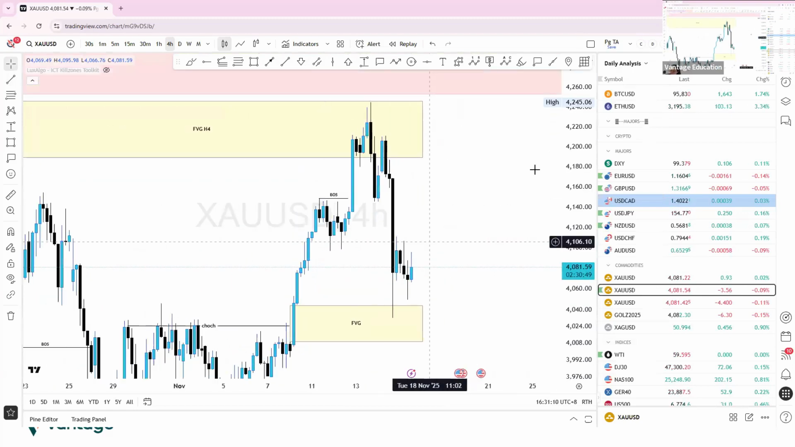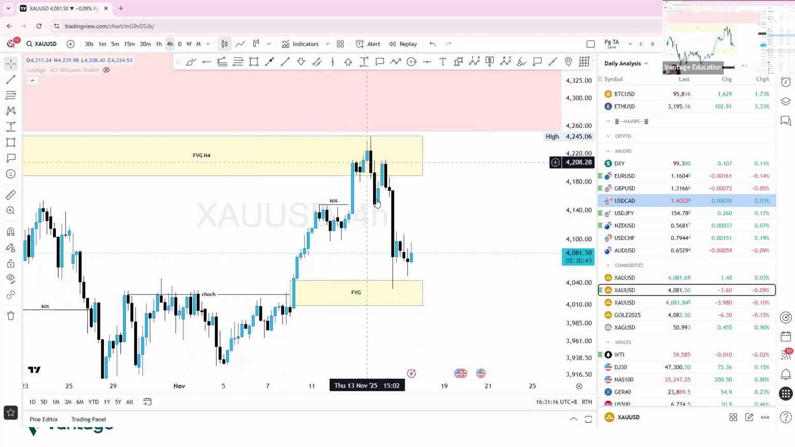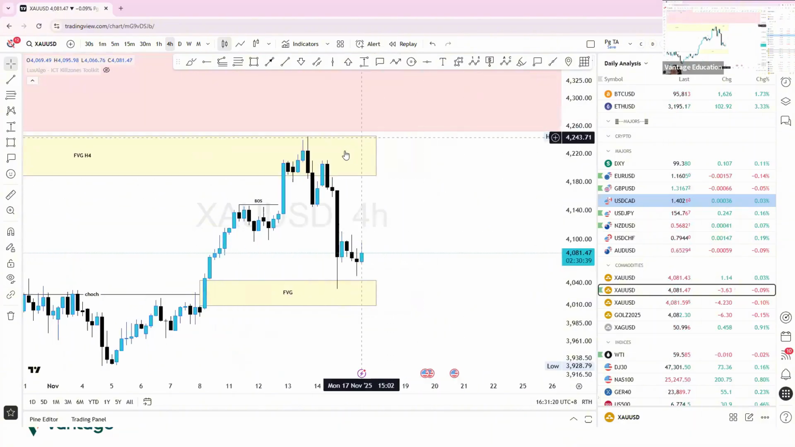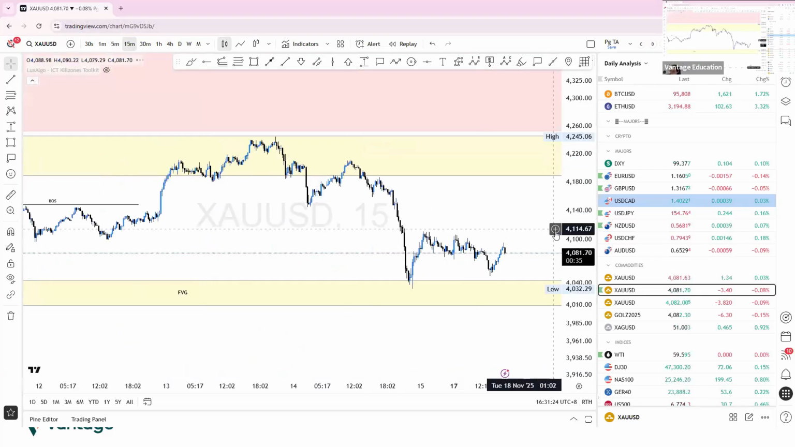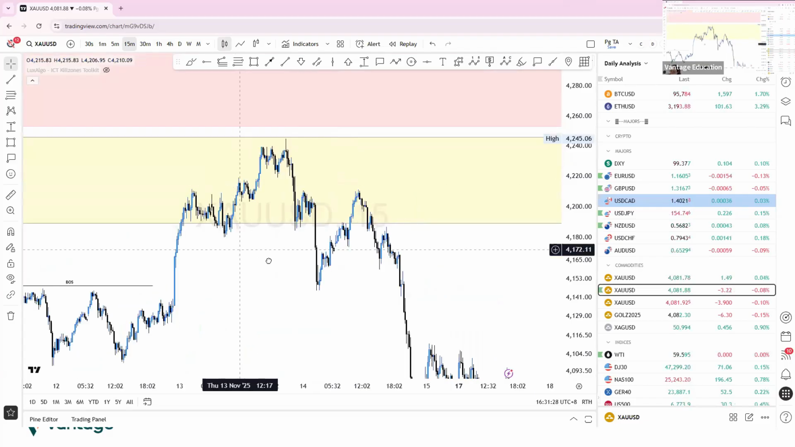Okay, and now if price continues to go higher, they should make a higher high, higher low, higher high, higher low, and higher high, right? But now they cannot make the higher high. We go to the M15. Okay, now price went into our FVG in H4 with the yellow box, right?